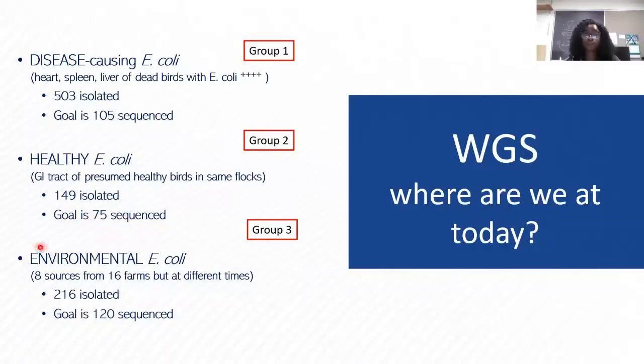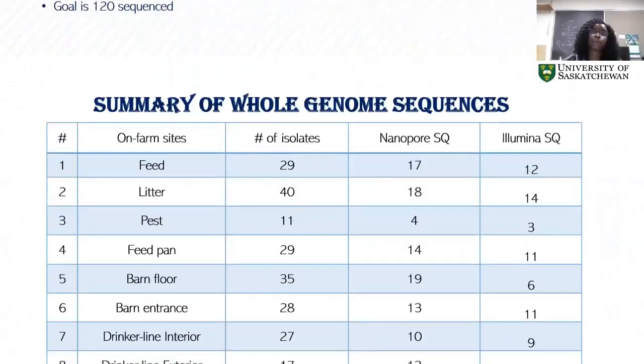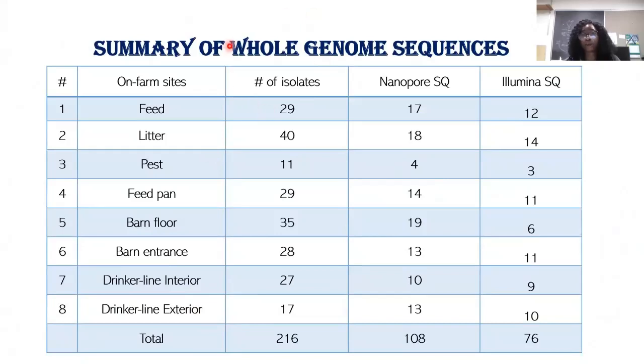Then for my part of the project, I was also able to help in sequencing the part that she wasn't able to complete. Then for environmental E. coli strains, we've been able to isolate 216 E. coli strains, and our goal is to sequence 120 E. coli strains from this site. So the summary of my E. coli whole genome sequences for the environmental strains is, like I said earlier, 216 strains.